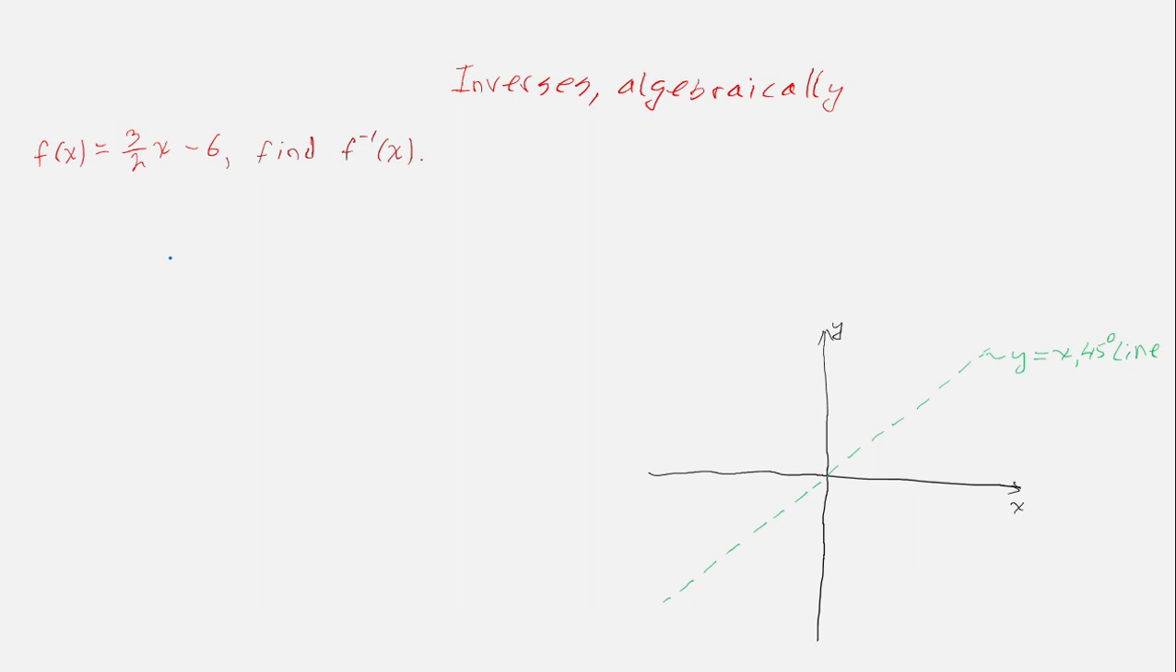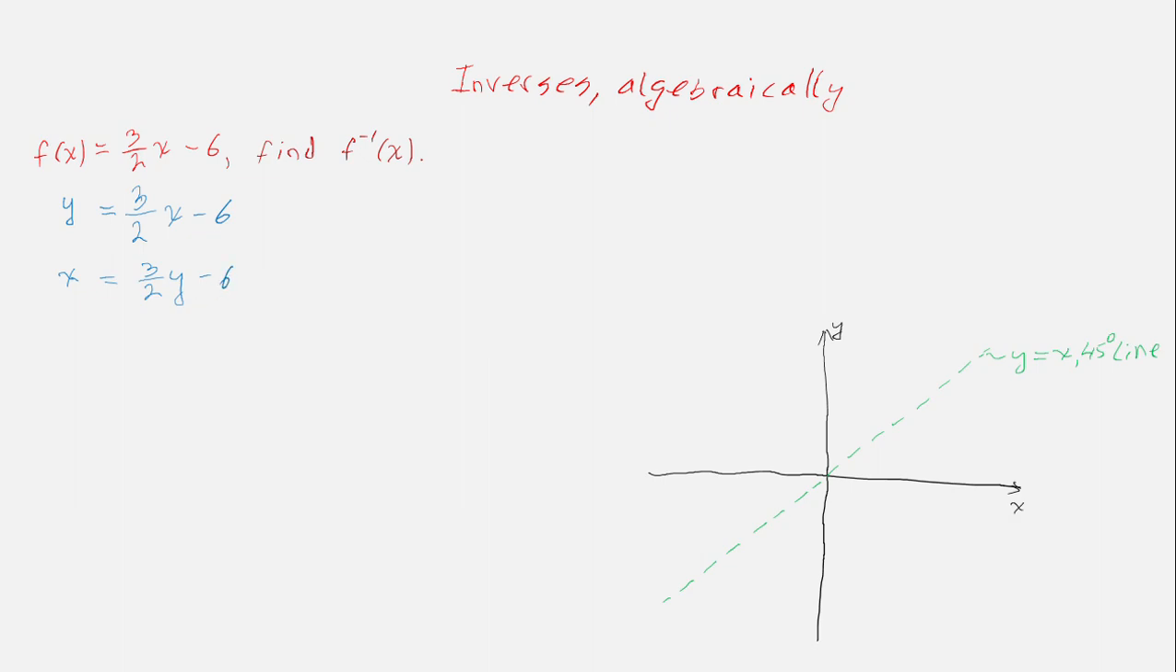Inverse. Well, what we need to remember is that we get an inverse by making y and x change places. So first step would be, instead of f of x notation, just put y, just to make it easier on ourselves. And now to obtain an inverse, we need to make x and y change places. So what was y becomes x, and then what was x becomes y.